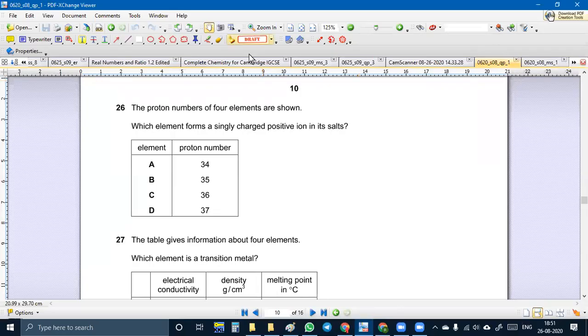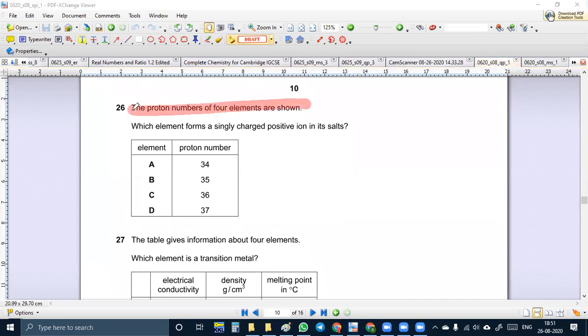The question: the proton numbers of 4 elements are shown. Which element forms single charge positive ions? Now you tell me which type of elements will be plus one. Group 1 elements, group 1 alkali metals. So which of these is an alkali metal? For that you only have to look into the periodic table and find it out. 37. So easy.